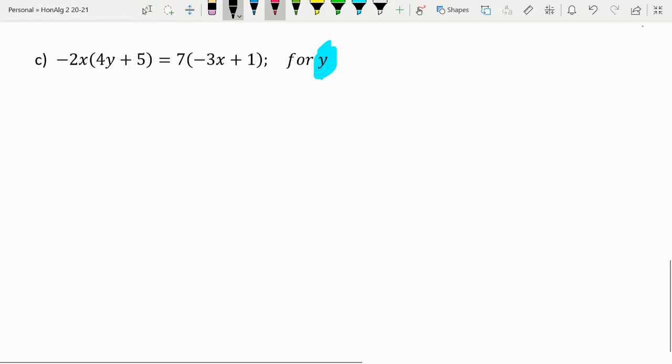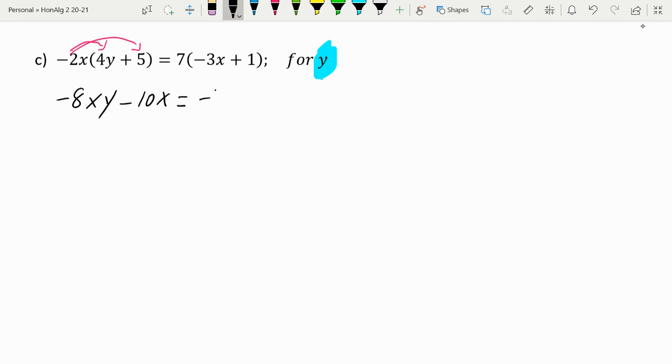Okay, so let's distribute. So negative 2x times 4y, we end up with negative 8xy. And then distribute one more time. We multiply one more time. Negative 2x times 5 gives us negative 10x. All right. Now let's distribute the other side. So 7 times negative 3x gives me negative 21x. Oh, sorry, I forgot to draw the little arrow. All right. Now we distribute that 7 to the 1 plus 7.